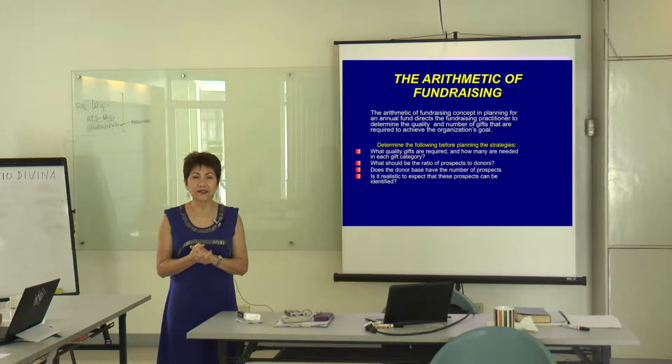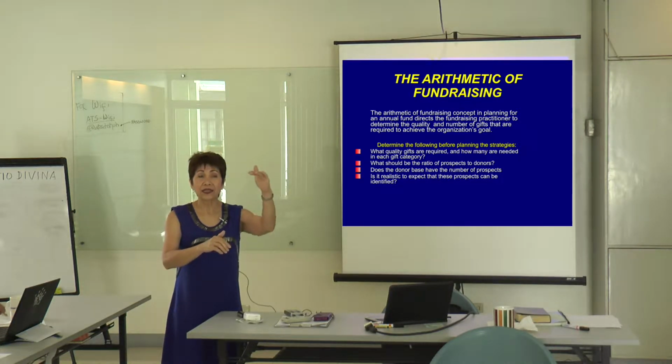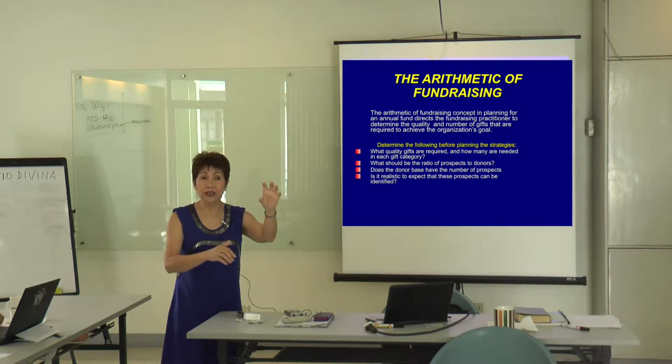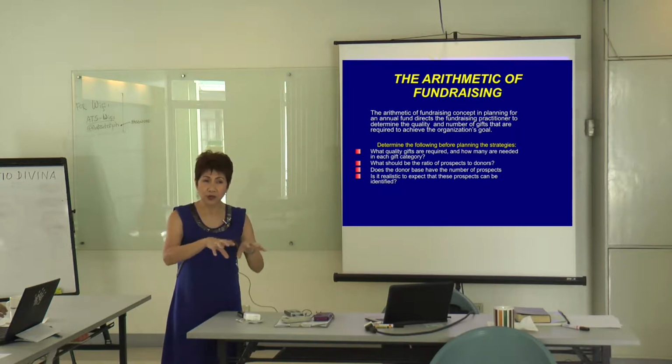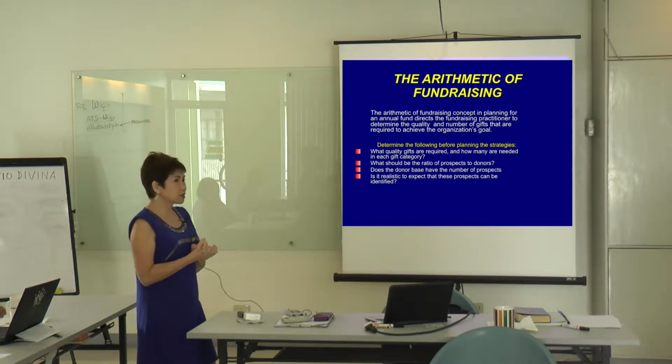By quality gifts, it means that you're going to come up with a matrix of the category of gifts. How much will be from major gifts? How much will be from core donors? How much will be from mass marketing? Okay? What should be the ratio of prospects to donors?